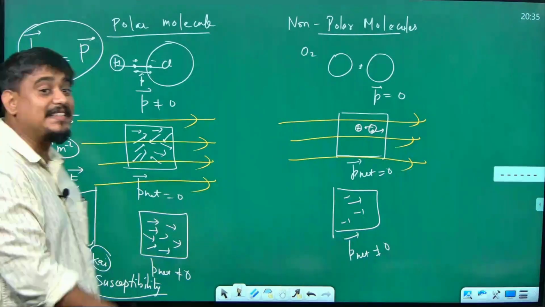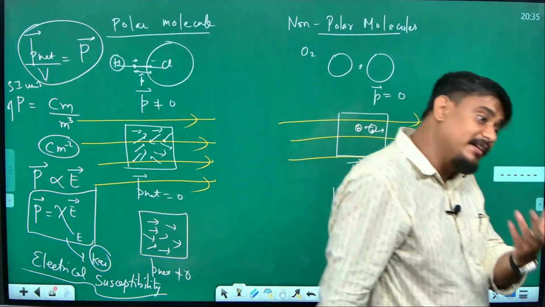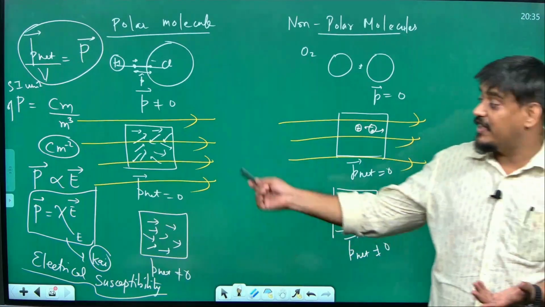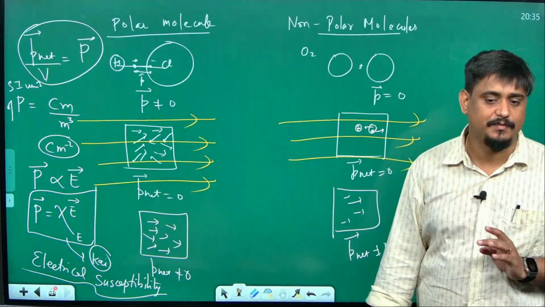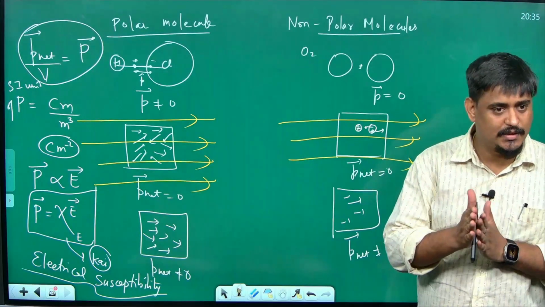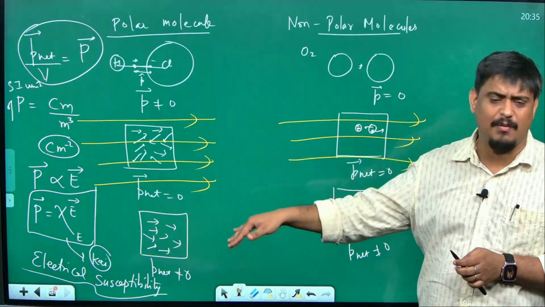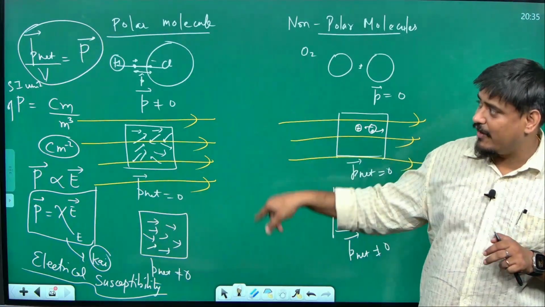So how is electrical susceptibility defined? As polarization per unit electric field. Is it clear to you? From here theory questions will come, no numericals will come. So please understand all these things.